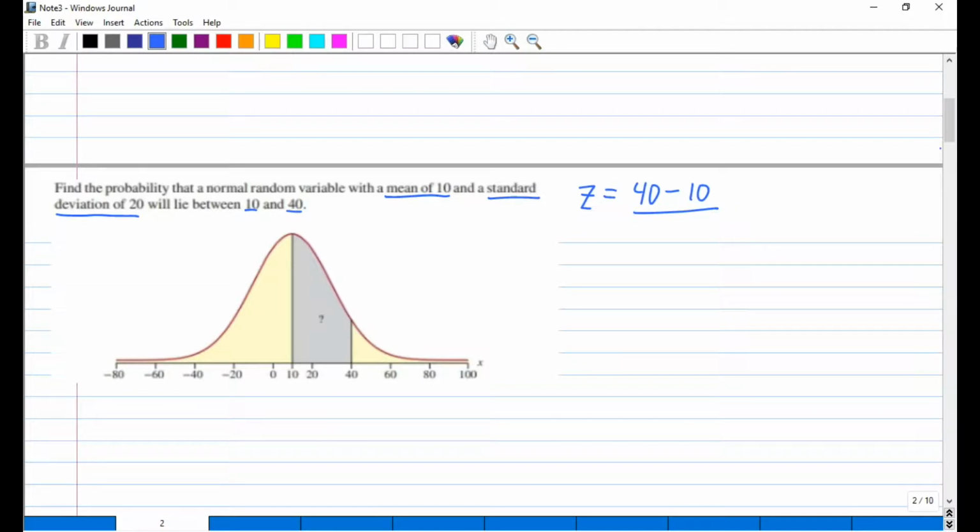And sigma is what? 20. That's our standard deviation. Alright, so that's going to be 30 divided by 20, or 1.50. Alright, so if I look up in my table a value of 1.50, that will give me the area from all the way here on the left all the way up to that value. Okay, so let's look that up in our z-score chart. That's going to be on table B.